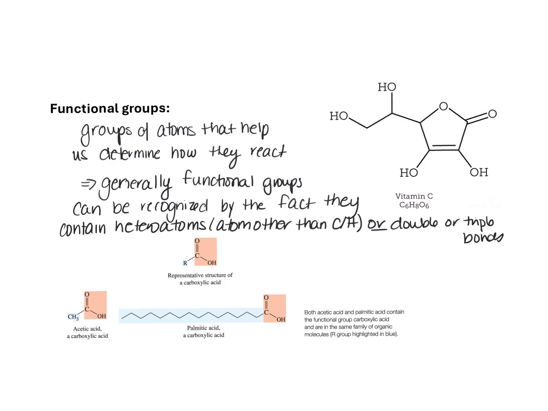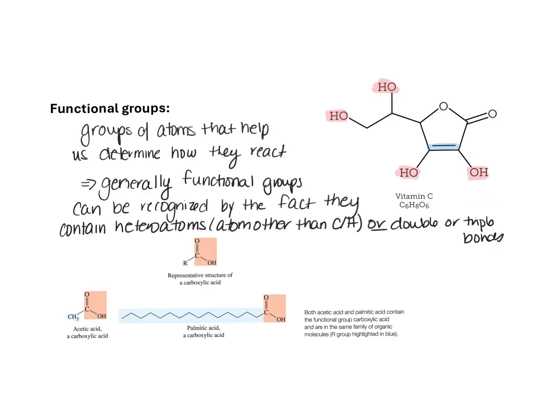So, for example, vitamin C is a molecule that we talked about in another screencast, and as I go through to identify the functional groups, I am going to look for things that are not just carbon and hydrogen. So, for example, there's this OH group here. This is a functional group called an alcohol. We're going to talk about that in another slide. So you can see that vitamin C has 4 alcohols.